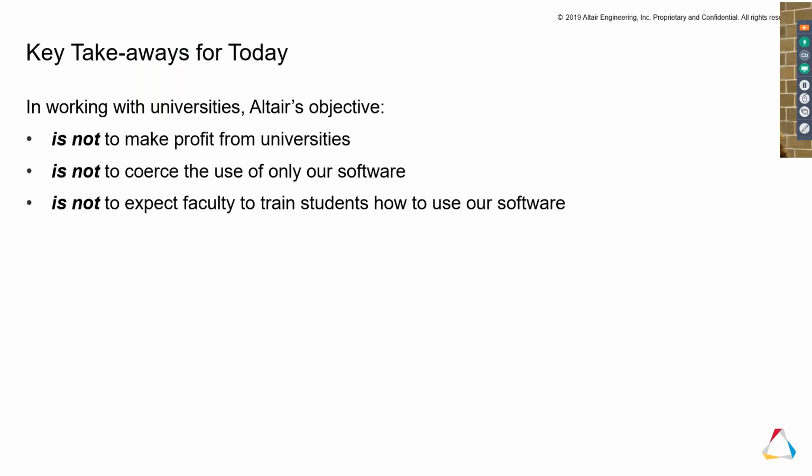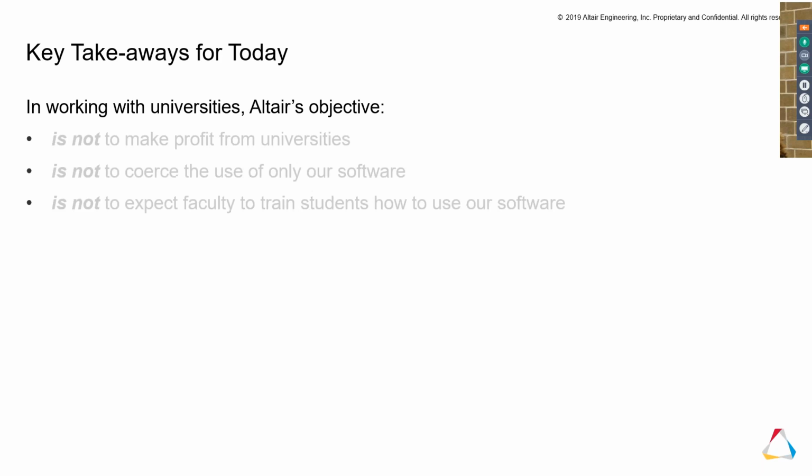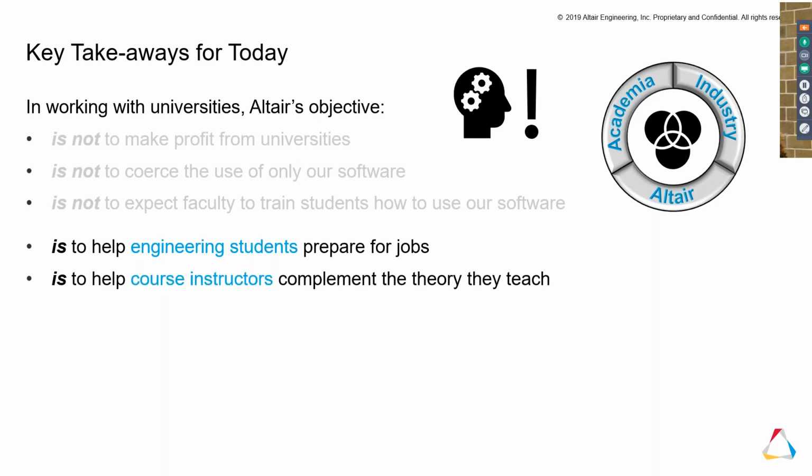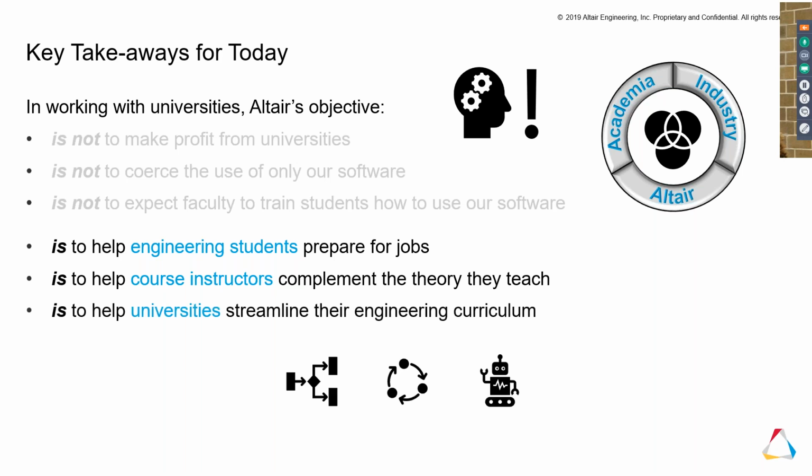There are a few key takeaways for today that I hope you will remember afterwards. In working with universities, our objectives are not to make a profit from the schools, nor to coerce the use of only our software. And we certainly don't expect faculty to train students on how to use our software. That's our job, and we'll gladly help with that. So what are our objectives? Really, we are intent on helping engineering students prepare for jobs after graduation, or maybe even during school and internships. We want to help course instructors complement the theory that they teach through the use of simulation technology that leads to aha moments for the students as the theory comes alive, if you will, in a more practical sense.